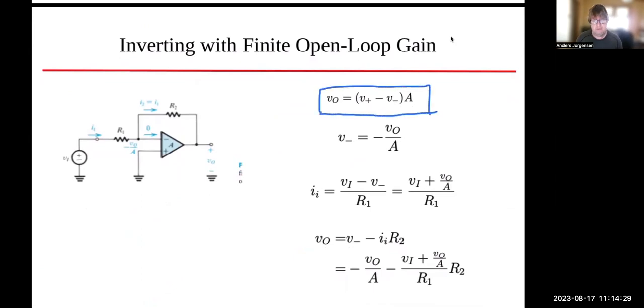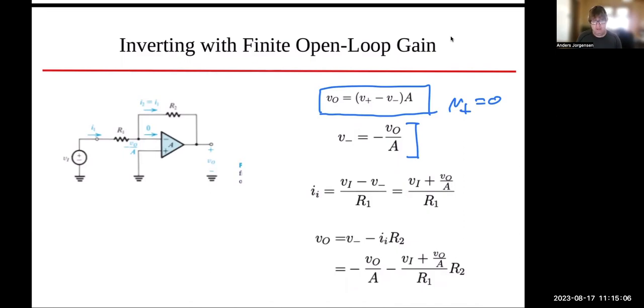we write this equation down. The output voltage is equal to the difference between the two input nodes multiplied by the gain of the amplifier. And of course, this equation also holds for the ideal op amp with infinite gain. That's how we get that V plus and V minus must be equal, okay? Now with V plus being equal to 0, we can convert that equation into this. So the voltage at the inverting amplifier input is minus VO over A, okay?